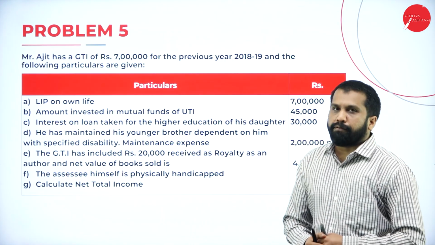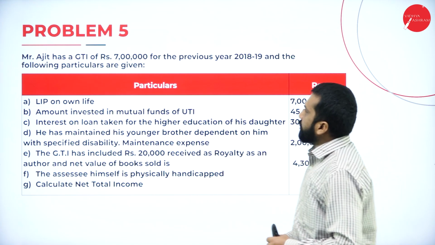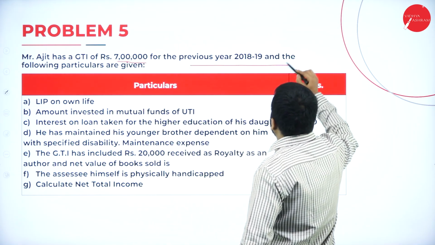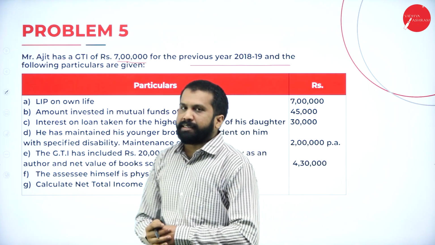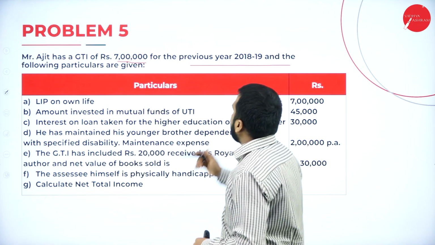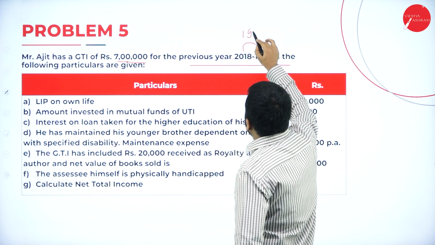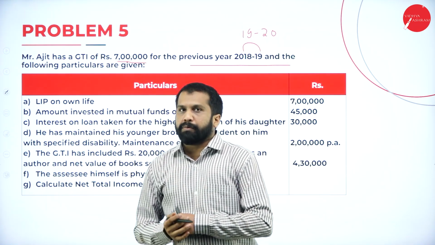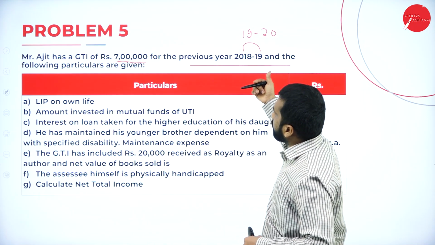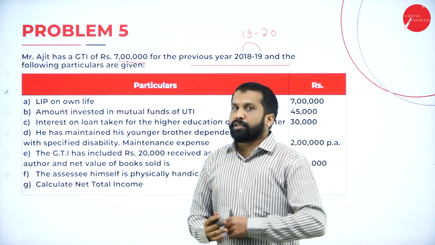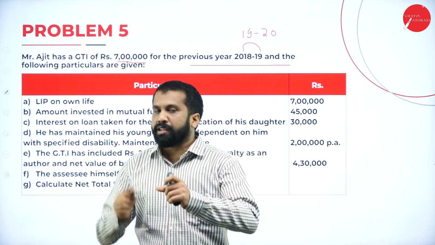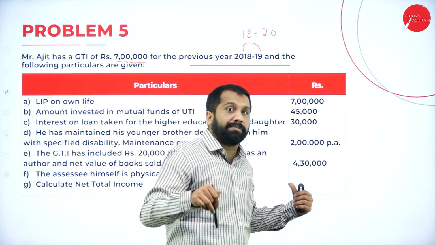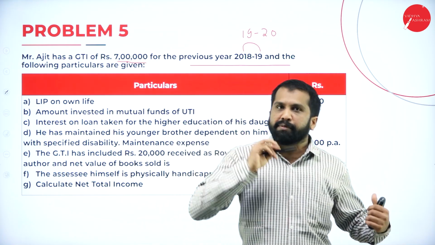Problem number 5. In this, Mr. Ajit has gross total income of 7 lakh for the previous year 2018-19. Please read it as 19 and 20. Then the following particulars are given. I have taken 18-19 because this is your last year's question paper problem, where it was mentioned 18-19. But if you get the same problem this year, then it will be 19 and 20.